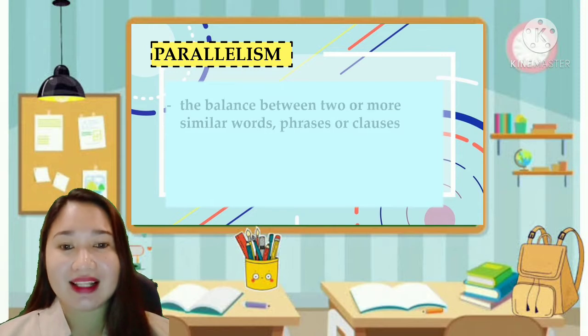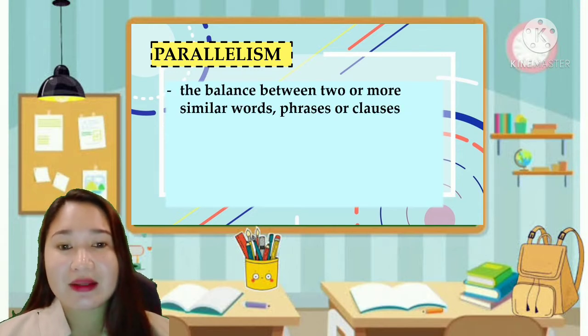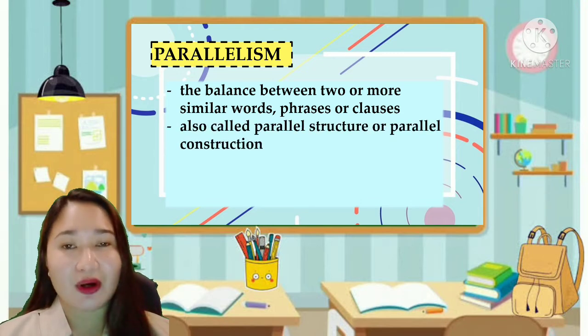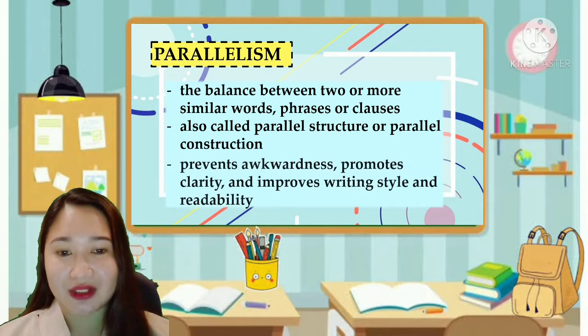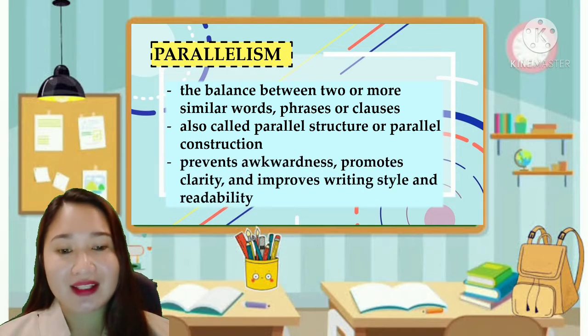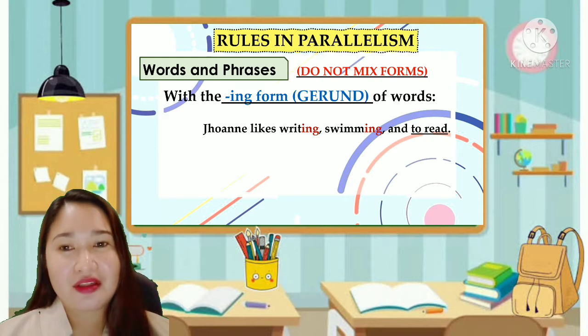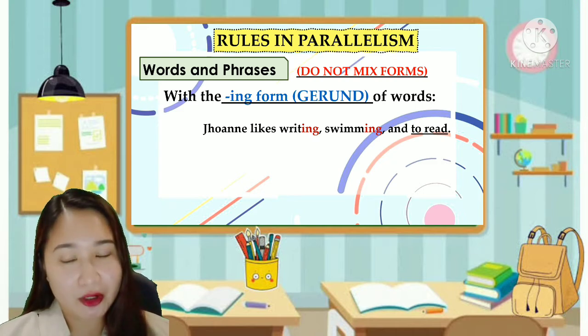When we say parallelism, it means the balance between two or more similar words, phrases, or clauses. It is also called parallel structure or parallel construction. It prevents awkwardness, promotes clarity, and improves writing style and readability. There are several rules in parallelism. In terms of words and phrases, we do not mix forms.